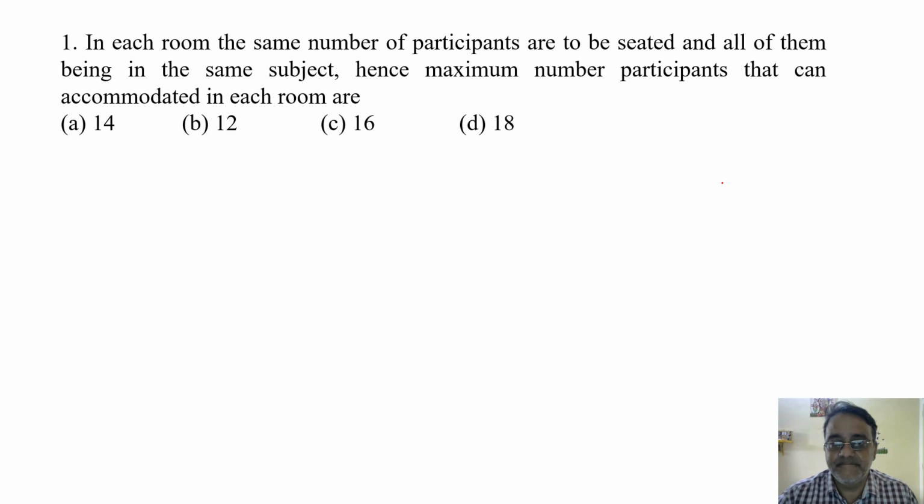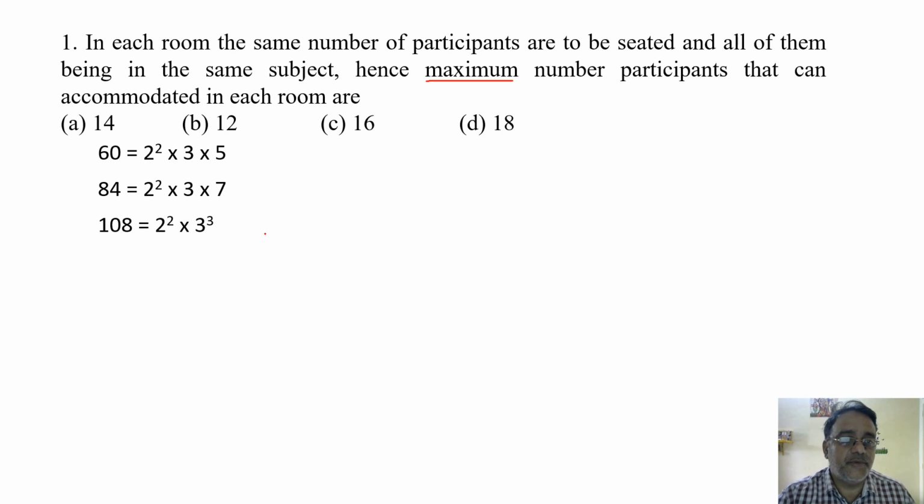So what we have to find? HCF. Very good. Because the word maximum has come, and also the expected value is less than the given values. Right. So we will start with 60. The prime factors of 60 will be 4 into 15, so 2 to the power 2 into 3 into 5. And 84 is 4 into 21, so 2 to the power 2 into 3 into 7. And the next number is 108. 108 is 2 to the power 2 into 3 to the power 3.